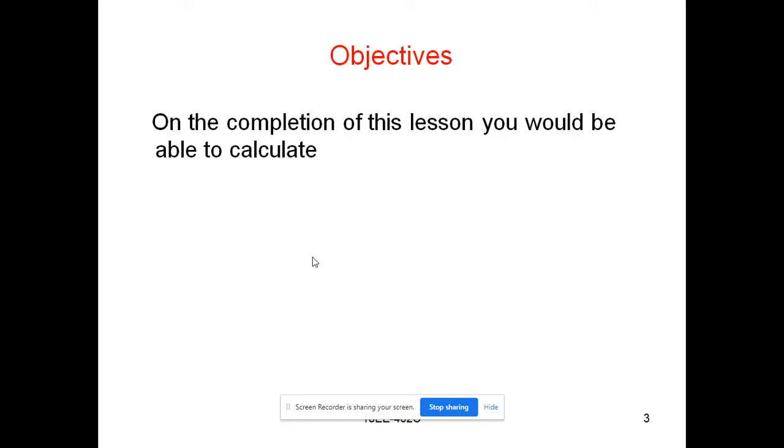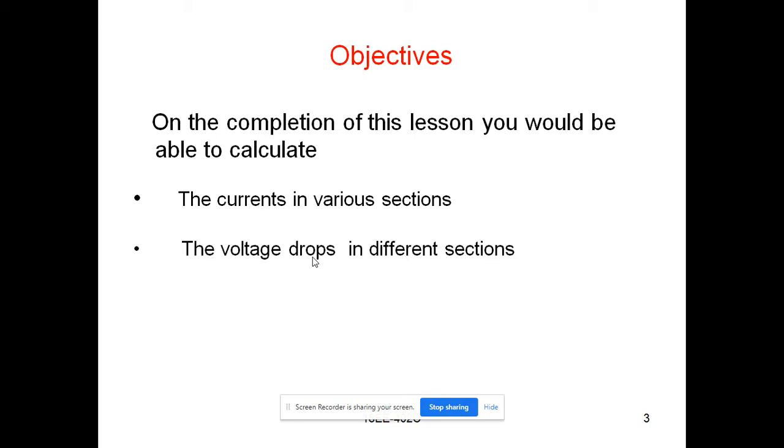Hello everyone. Today in this presentation we are going to discuss the calculation in AC distribution system. In this we will calculate the currents in various sections, and also we will be calculating the voltage drops in different sections, and also we will calculate the total voltage drop in an AC distributor.